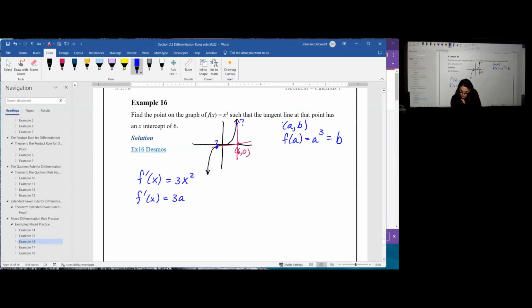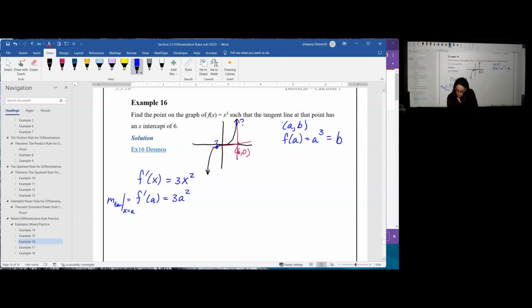This becomes 3a squared. This is the slope of the tangent line at x equal a. Now, I also know that the slope of the tangent line will be given by the slope between 2 points on the tangent line. And I have 2 points on the tangent line. My ordered pair (a, b) and the x-intercept (6, 0).